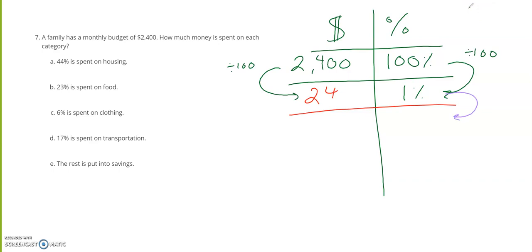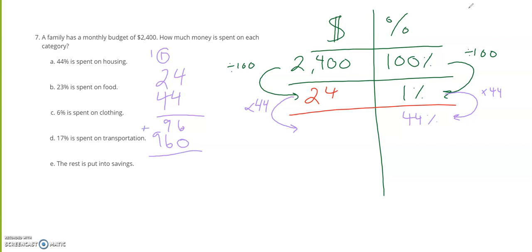We're trying to find 44%. 1% times 44 is 44%, which means we have to do 24 times 44. We're going to do the standard algorithm. 24 times 44. 4 times 4 is 16. 4 times 2 is 8. We add the 1 to get 9. We add a 0 because we're doing 40 times 4. 4 times 4 is 16 again. 4 times 2 is 8, plus 1 is 9.